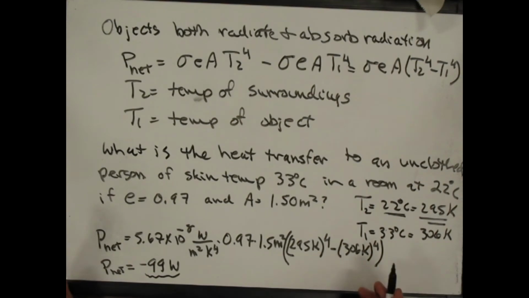So it's the reason mammals have fur, to add an insulating layer so that the heat can't transfer out as easily just by radiation. It has to do some conduction and convection to get out through the fur.